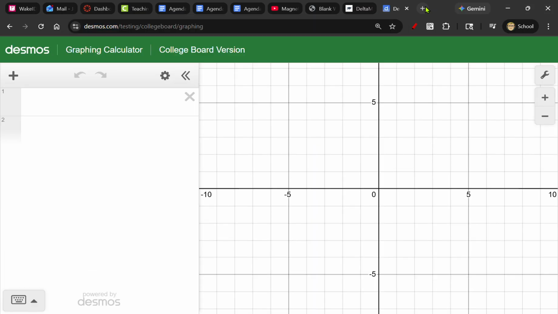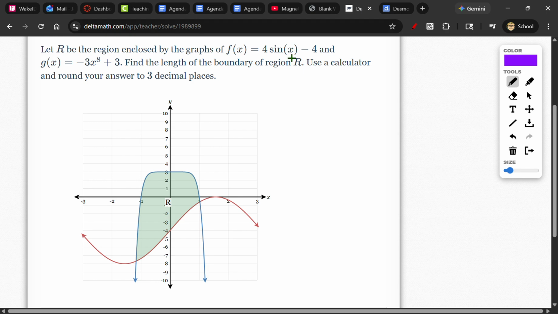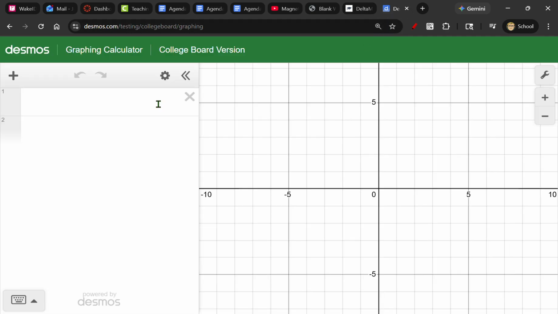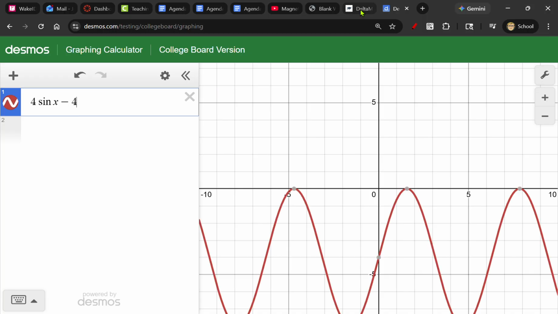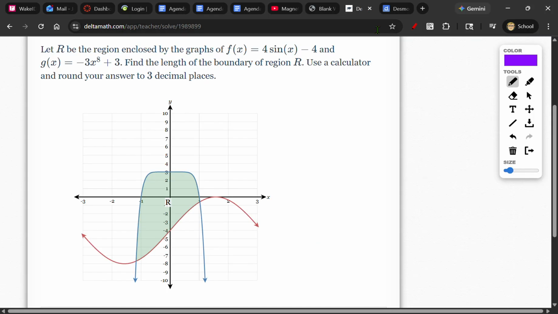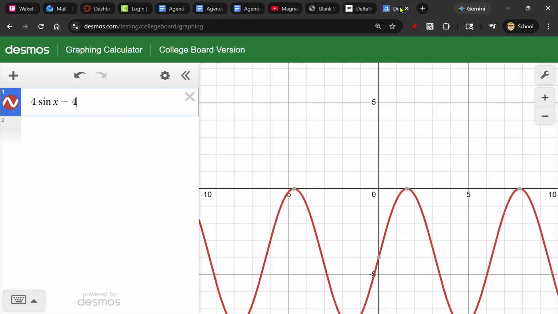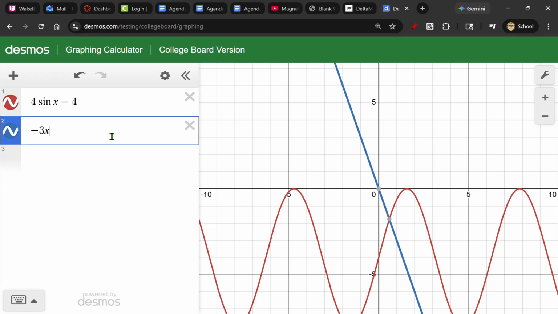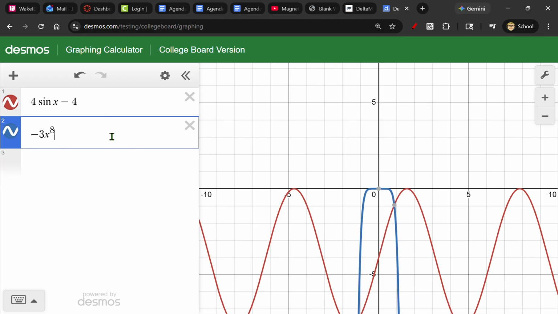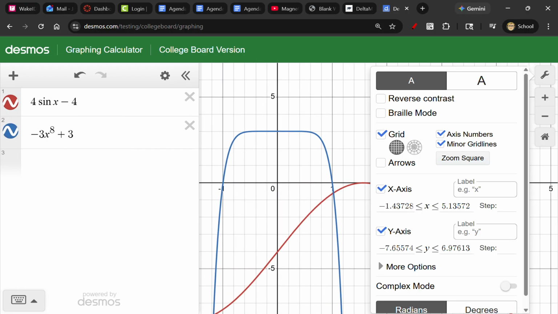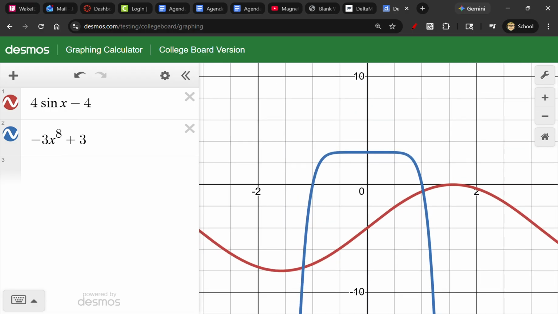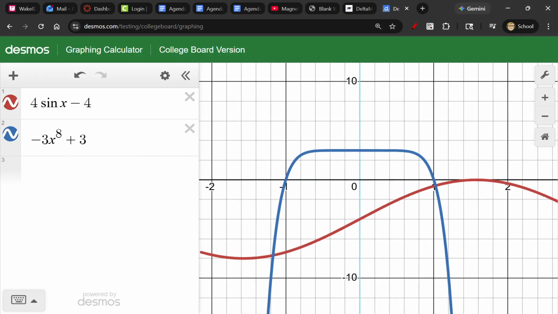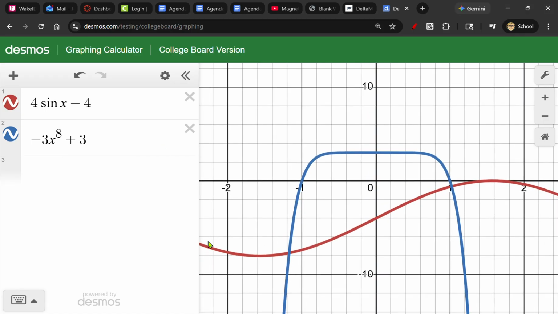Use the College Board Desmos and go ahead and put in our 4 sine x minus 4. So let's go ahead and put our expressions in. There's our top curve, and then the bottom curve is going to be -3x to the 8th plus 3. Okay, and we can get a better looking graph here by zooming with our fingers. Use the fingers along the x and y axis to zoom things, right?